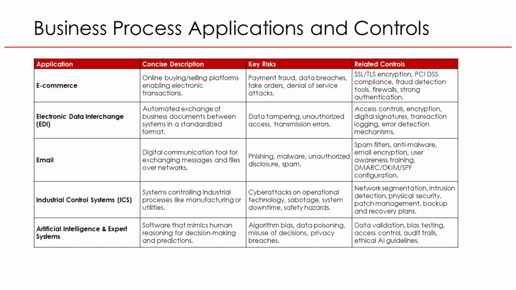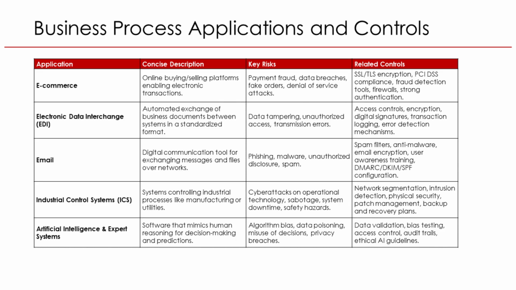Many companies use different computer systems to make their work faster and more accurate. As IS auditors, we need to understand how these systems work, what could go wrong, and how they are protected. E-commerce systems, like Jumia or Amazon, help people buy and sell online. The risks include fake payments, hackers stealing customer data, or fake orders. To reduce these risks, companies use tools like secure websites, SSL, fraud detection systems, and strong passwords.